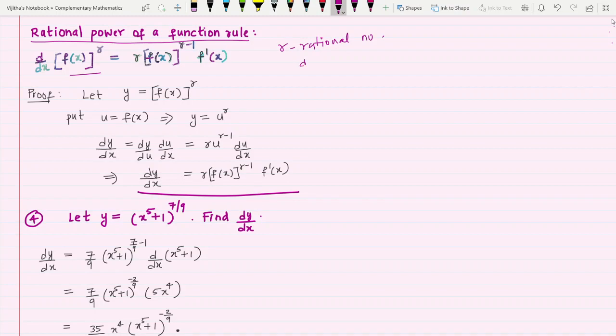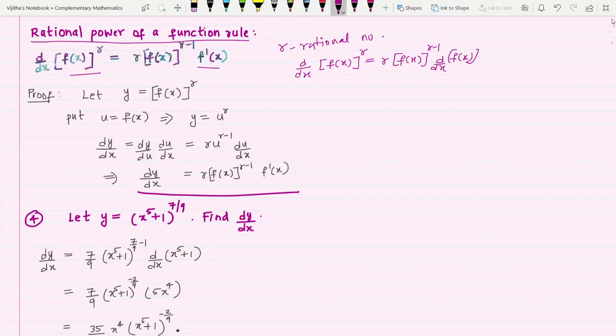Okay, so we have d by dx of f of x, where f of x may be any function in x, whole raised to r. So again it is r into f of x whole raised to r minus 1 into d by dx of f of x. What is d by dx of f of x? It is denoted as f dash of x. So we have this rule. We can prove this using the chain rule.